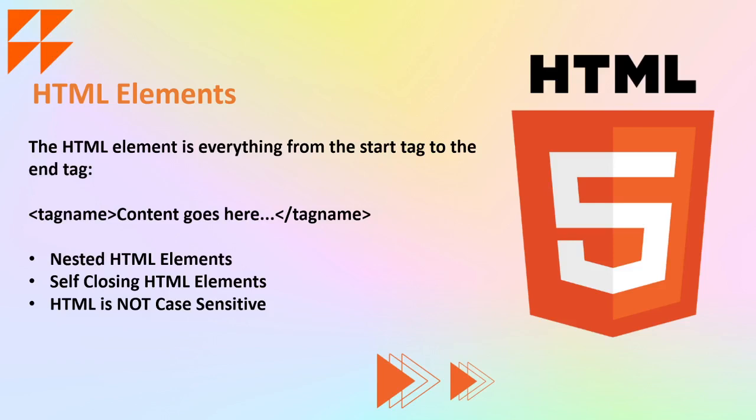So in today's video we are going to see what is meant by HTML elements and attributes. An HTML element is everything from the start tag to the end tag. This is the syntax that we have in HTML. First of all we have an opening HTML element, then a closing HTML element, and in between that our content is displayed.